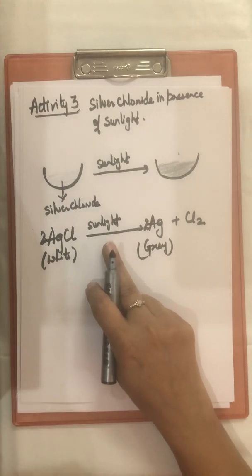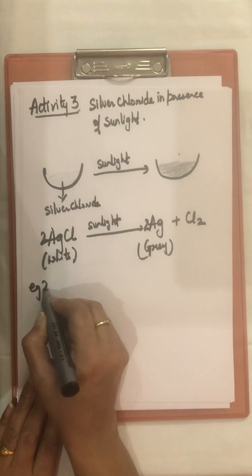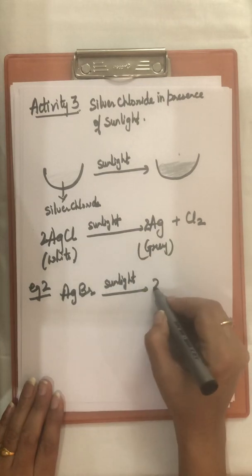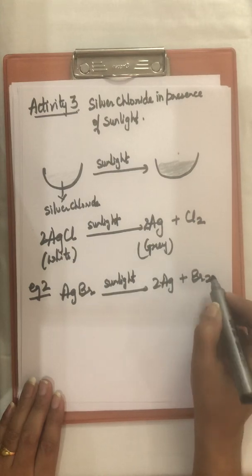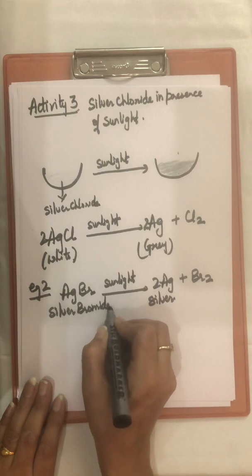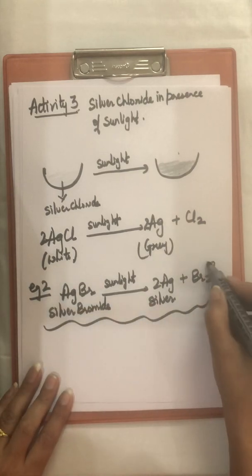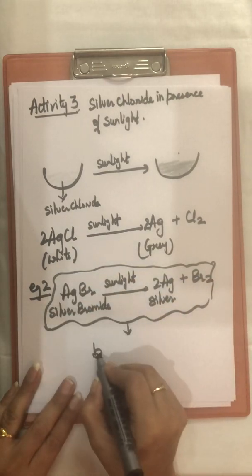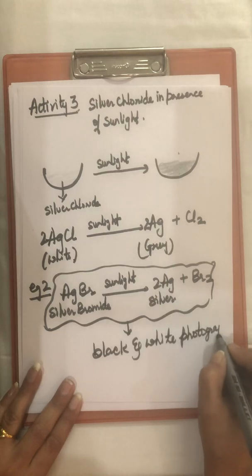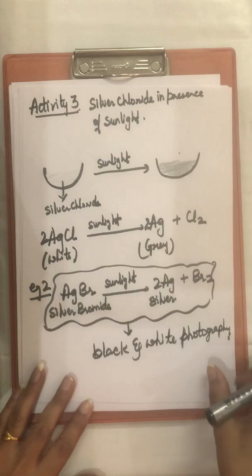This is an example of photolytic decomposition because this compound decomposes in presence of sunlight. One more example of photolytic decomposition. Silver bromide in presence of sunlight decomposes to silver plus bromine gas. So the silver will form here, and this is silver bromide, white color salt, and on decomposition changes to grey color. This particular reaction of silver bromide is used in black and white photography. This compound AgBr is used in black and white photography. So this is about the photolytic decomposition example.